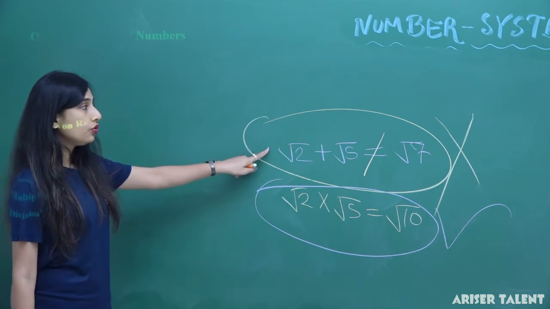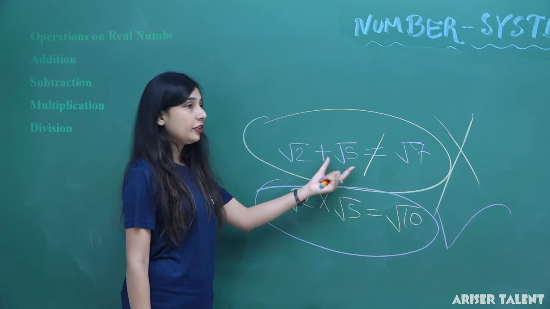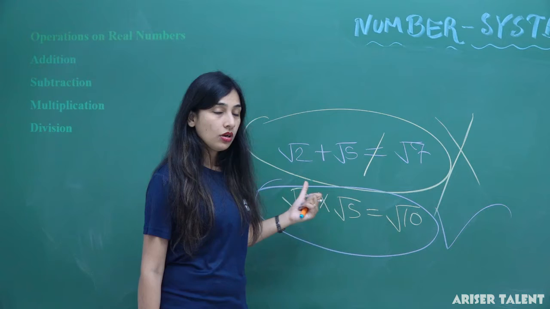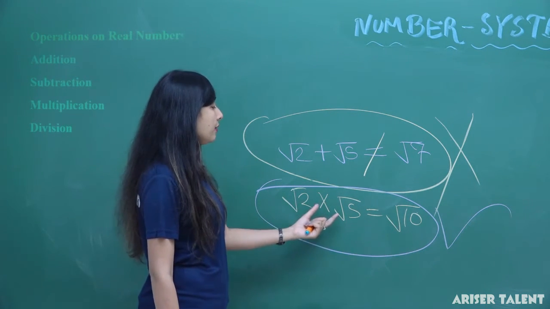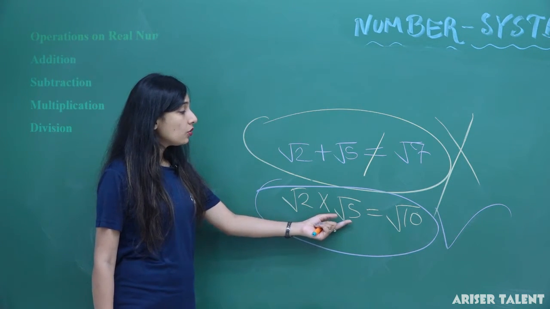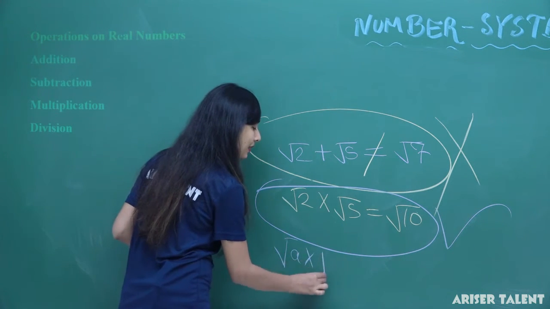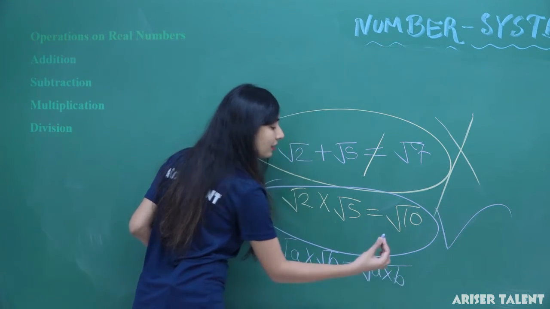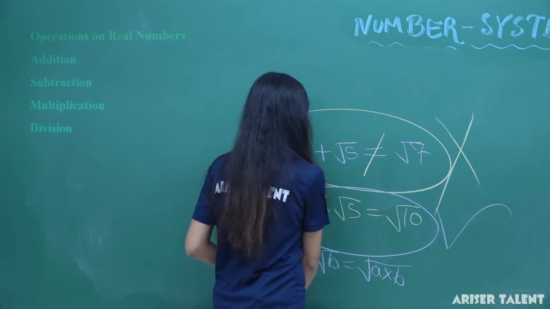Root 2 plus root 5, that means if you are going to add two roots, there will be no particular common term for these two. But if you are going to multiply two roots, then the digits in the roots will get multiplied. That is, root a multiplied by root b is going to be root of a multiplied by b. Is this clear to you, students? Okay, note it.